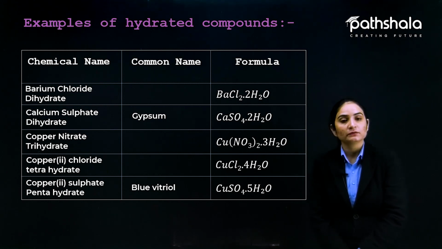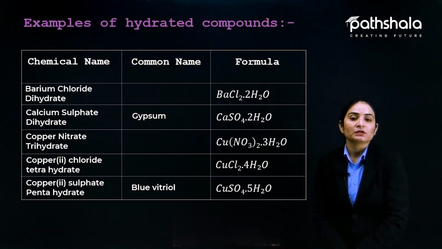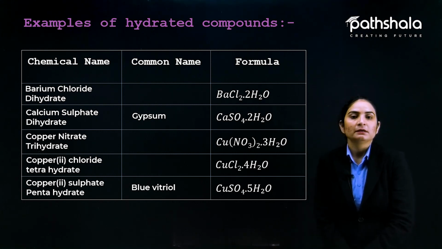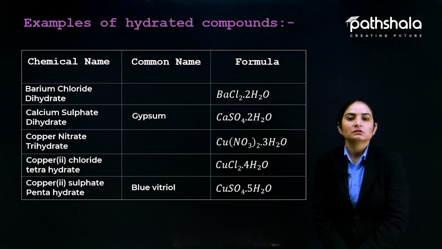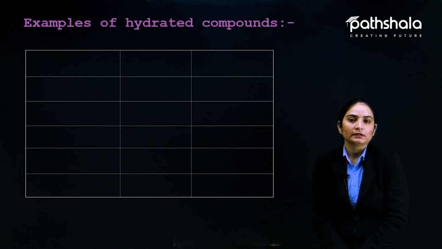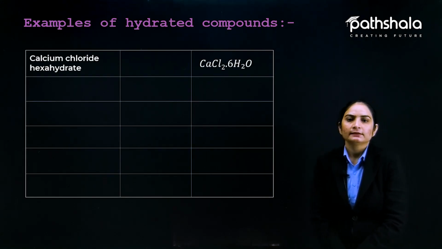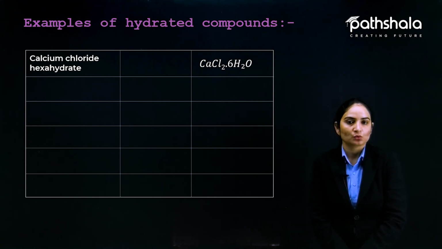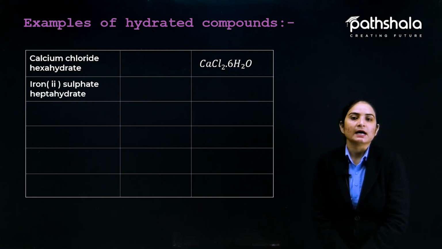So this is copper sulfate pentahydrate, also called blue vitriol, the common copper sulfate solution which we use in our experiment of displacement reaction. We dip an iron nail in the copper sulfate solution and afterward we see a color change and a brown substance on the nail. That is the displacement reaction. The common name of copper sulfate pentahydrate is blue vitriol. Next, calcium chloride hexahydrate, CaCl2·6H2O; hexa is for 6. Another one is iron 2 sulfate heptahydrate, hepta is for 7, and the common name is green vitriol.